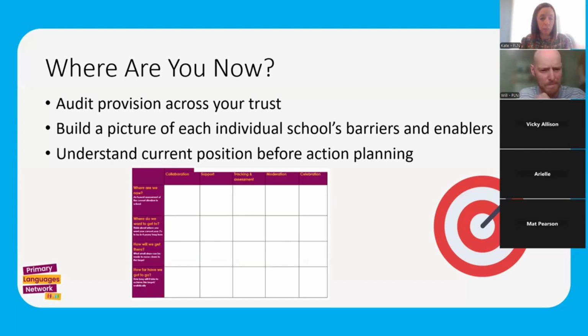So this is our action plan that Will has designed for you, just a straightforward: where are we now across five different elements of our strategy? Where do you want to get to? How are we going to get there? So breaking down the steps, and how far have we got to go? That is in your Google Drive, which we'll give you the link for later.